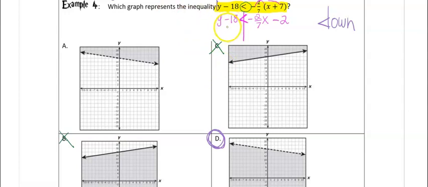My last step will be to add 18 to both sides, right? Those cancel out, and I bring everything else down. Negative 2 plus 18 will give me positive 16. And notice my sign is still facing the same direction. So that tells us that our answer option is indeed D.